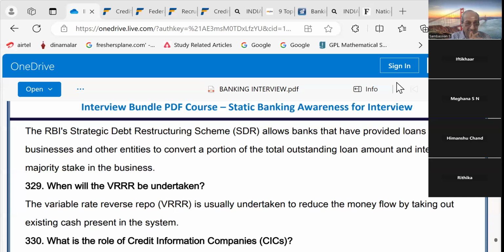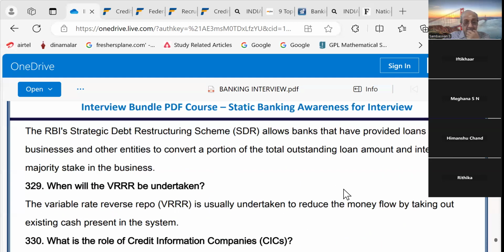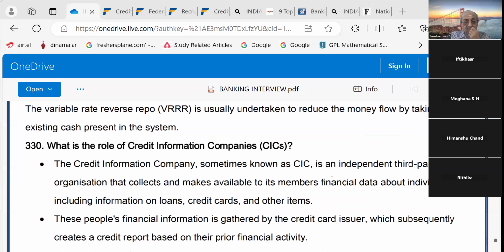The RBI Strategic Debt Restructuring Scheme (SDR) allows banks that have provided loans to businesses and other entities to convert a portion of the total outstanding loan amount and interest into a majority stake in the business. Continue. When will the VRRR be undertaken? The variable rate reverse repo, VRRR, is usually undertaken to reduce the money flow by taking out existing cash present in the system. What is the role of credit information companies?